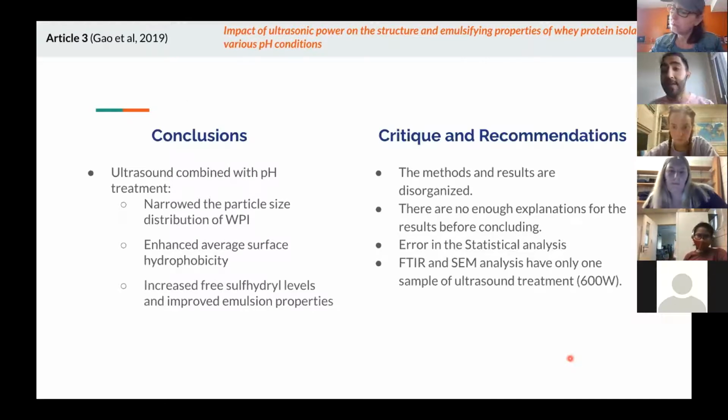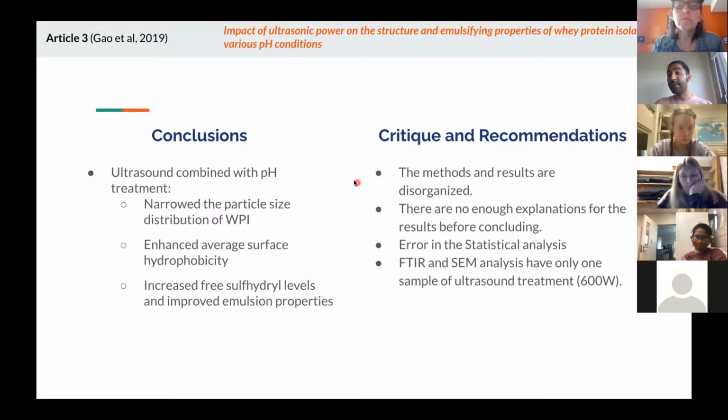To summarize the results, the ultrasound combined with pH treatment narrowed the particle size distribution of whey protein isolate, and also enhanced the average surface hydrophobicity, increased the sulfhydryl level, and improved emulsion properties.